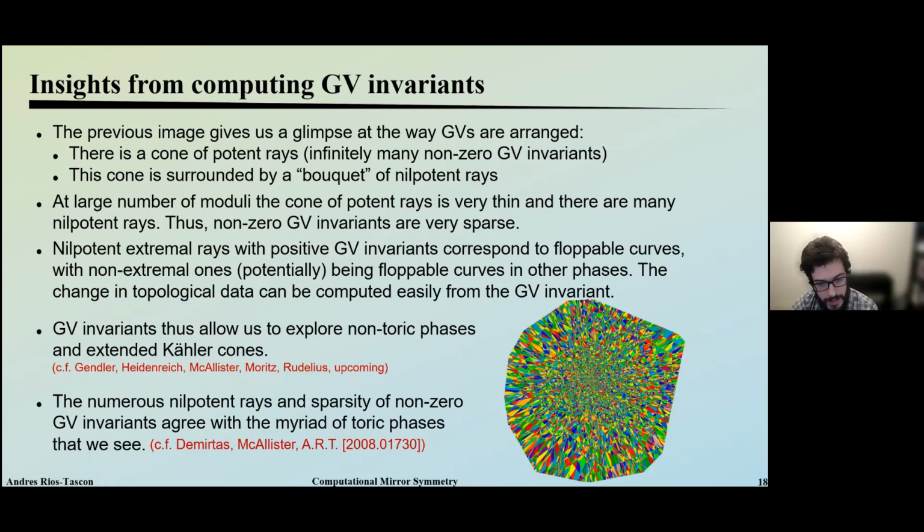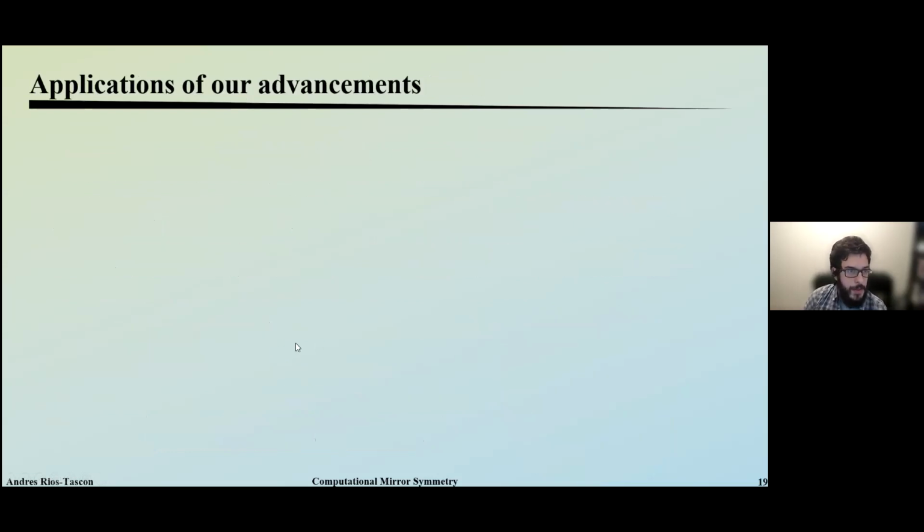And so now, with this insight in mind, it makes sense that there are many, many new potent rays, since Calabi-Yaus have many, many phases with increasing number of moduli. There are exponentially many. Here's a picture of a 2D slice of Kähler cones at h11 equals 491. Each little colored region is a different Kähler cone. These are a real picture, by the way. Okay, so now let's finally talk about some applications of our tools.